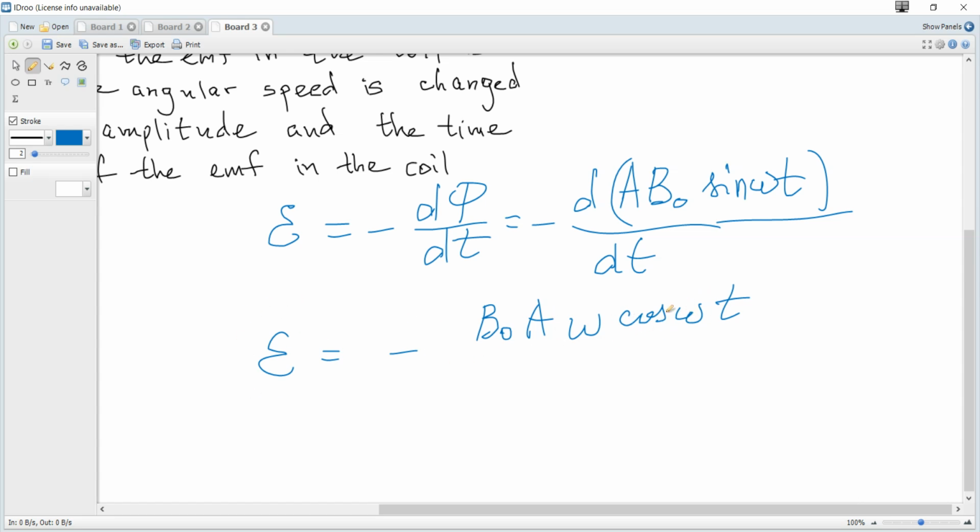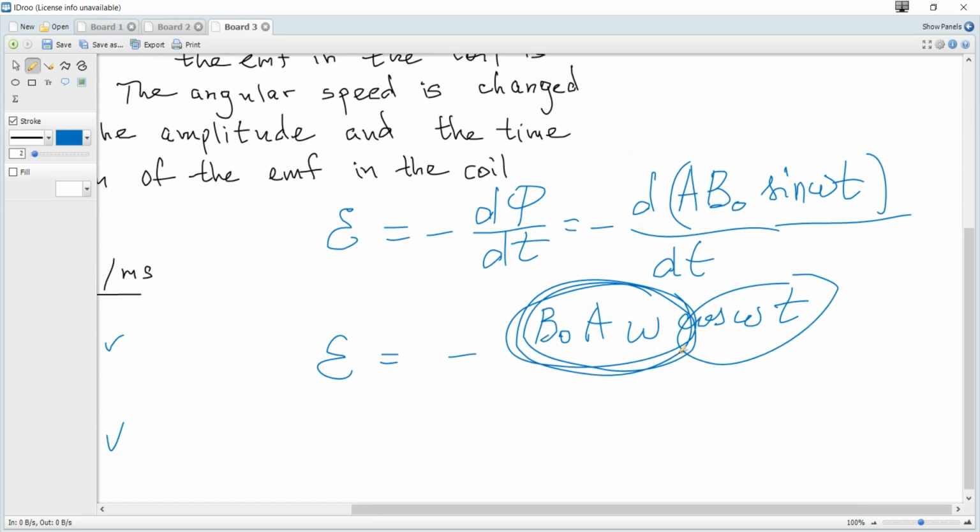is when cosine equals negative 1, together with the minus, negative 1 times negative 1 is 1, so the maximum value, the amplitude value, is this, and it is directly proportional to omega.